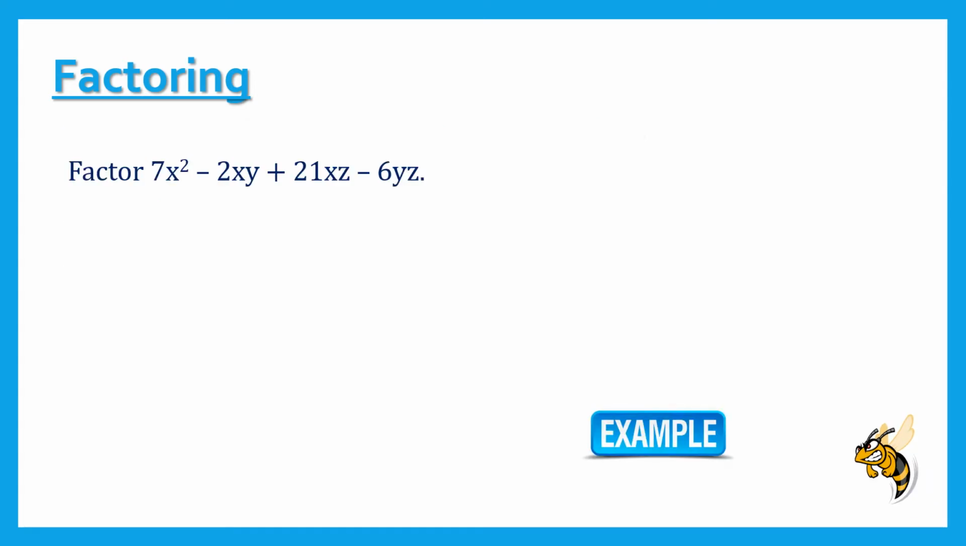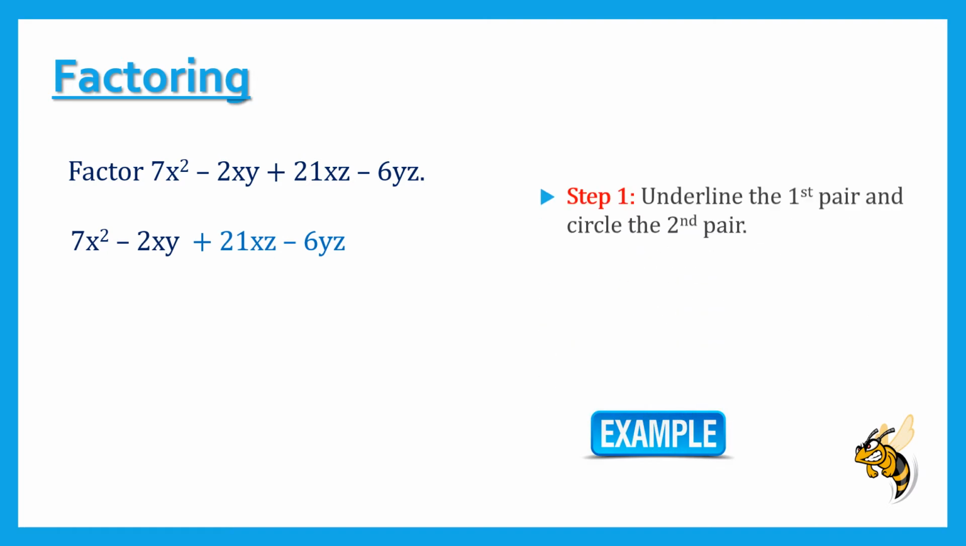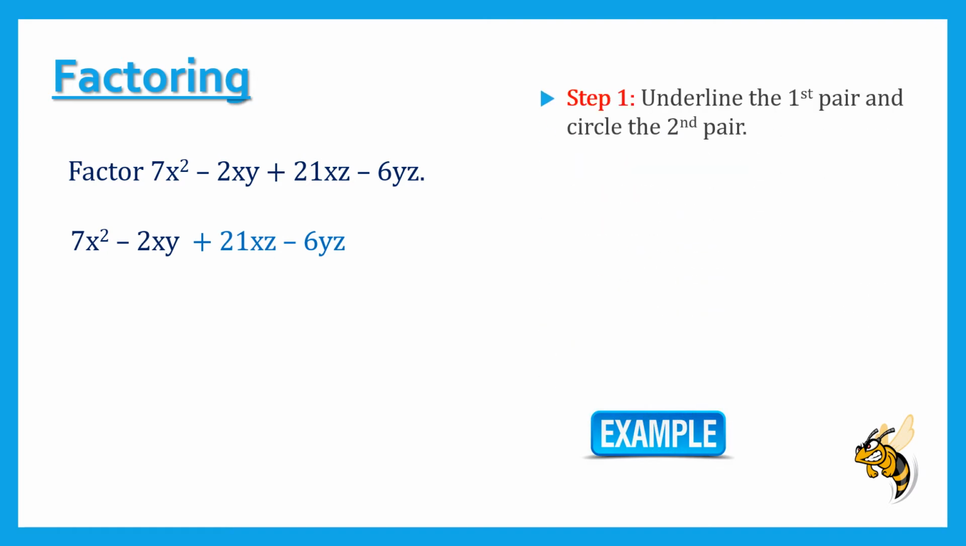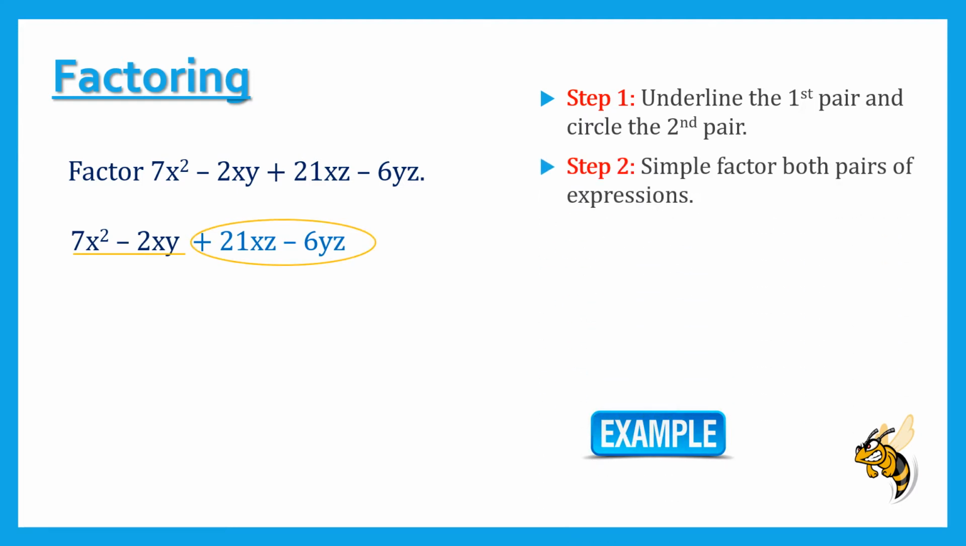Example, factor 7x squared minus 2xy plus 21xz minus 6yz. Step 1, we're going to underline the first pair and circle the second pair. Then we want to simple factor both pairs of expressions. So if I simple factor the first one, it will be 7 times x minus 2 times x times y.